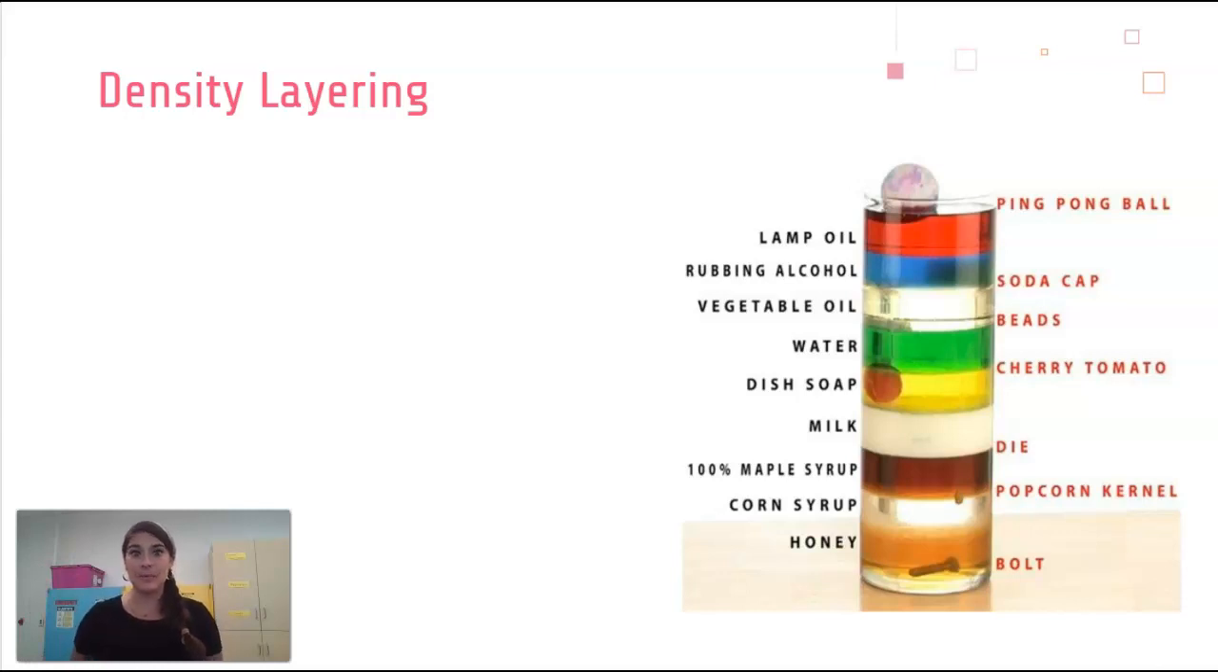And so your next Flipgrid, you're actually looking at creating your own layers with objects at home. So make sure you take a look at Flipgrid and get that out there.